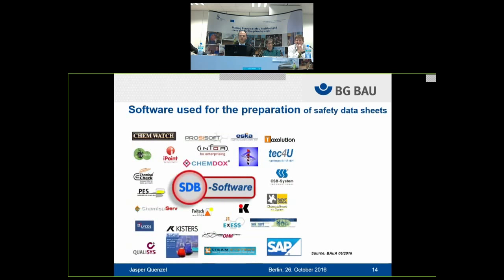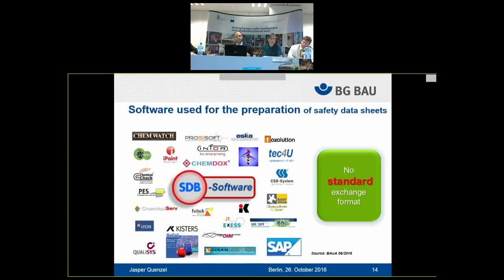In Germany, we have about 30 companies which develop software for the preparation of safety data sheets. That's not really a lot. But even though this is not a big number, there hasn't been any standard exchange format. And we wanted to tackle this by, in the first place, developing this format and then bringing the companies to implement an interface in their software. And yes, we did this by funding them.